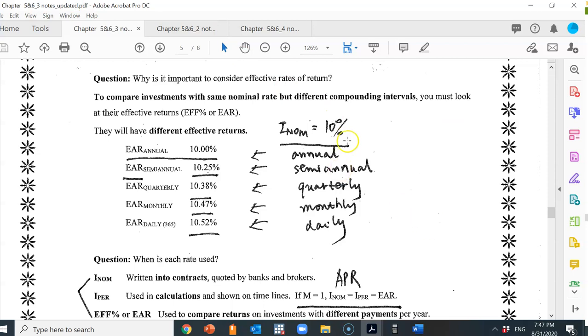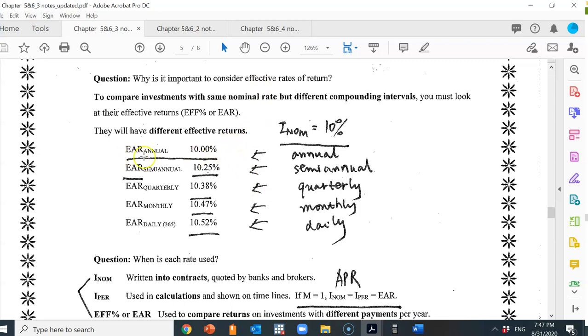For example, if Bank A says they can offer you a nominal rate of 10% at annual compounding, another bank is telling you they are offering 10% at semi-annual compounding. And we also have Bank C, Bank D, and Bank E giving you a 10% nominal rate at quarterly, monthly, or daily compounding. How are you going to choose? How are you going to compare them? One way is to convert all these conditions into effective annual rate, or equivalent annual rate, EAR, using our formula or calculator.